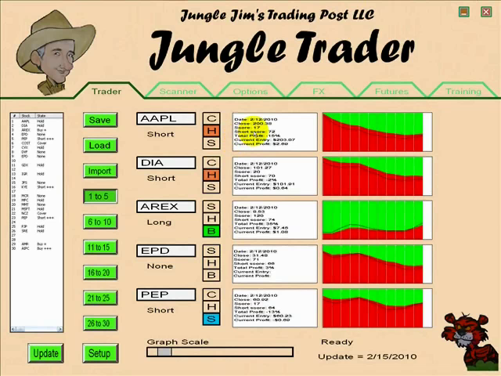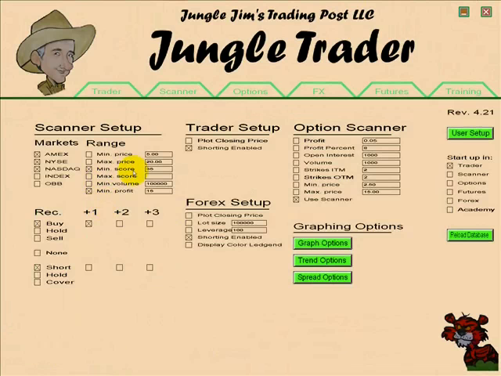We can search the market, looking for stocks that have, let's say, minimum scores, maximum scores, minimum volume, minimum profit. Here you can see I'm searching for a minimum score of 35. I want only things that are working good. And a minimum profit of 15%.